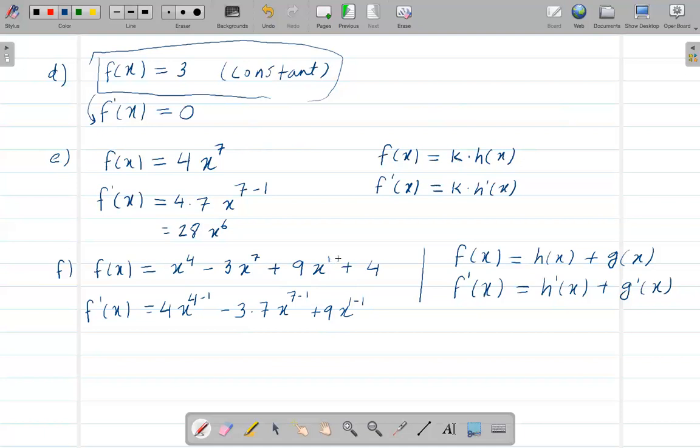This is 1 minus 1 using the power rule, plus the derivative of a constant or number is always 0, like I said here. Okay, now the derivative is going to be 4 times x to the power 3, 7 times 3, 21, x to the power 6 plus 9x. There you go. That's the derivative of this function.